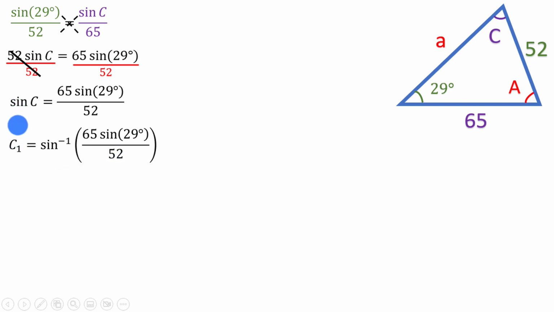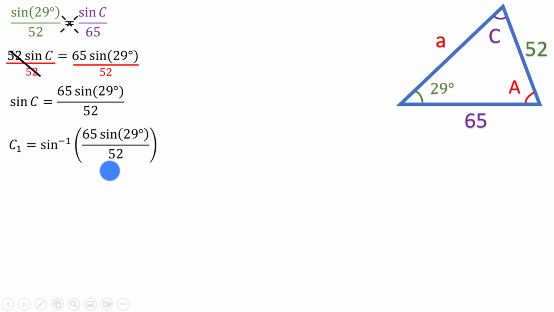The reason that this is only one of the possible outcomes, and I've labeled this as C1, is because inverse sine actually only gives you one of two possible outcomes on one revolution of the circle. There are generally two times when you have any given y-coordinate on the unit circle. Inverse sine always gives you an angle that is either in quadrant 1, which would be positive, or in quadrant 4, which would be negative.